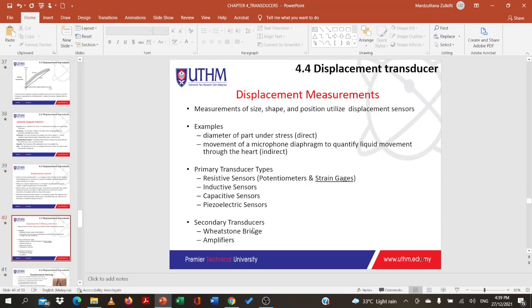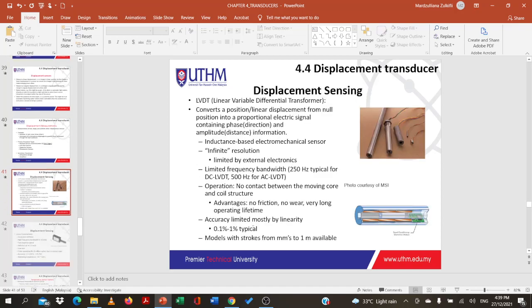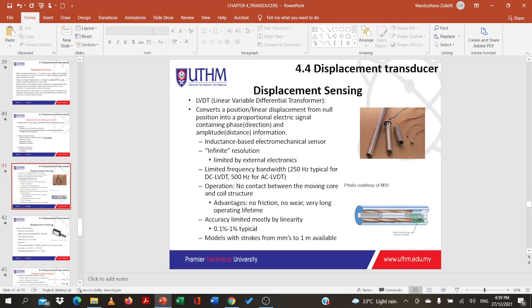Alright. So for displacement measurement, we measure size, shape, and position using a displacement sensor. For example, the diameter of a part under stress, movement, a microphone diaphragm, or liquid movement through the heart. For the primary transducer type, we have resistive sensor, inductive sensor, capacitive and piezoelectric sensor. For the secondary transducer, we have Wheatstone bridge and also amplifiers. So this is displacement sensing.